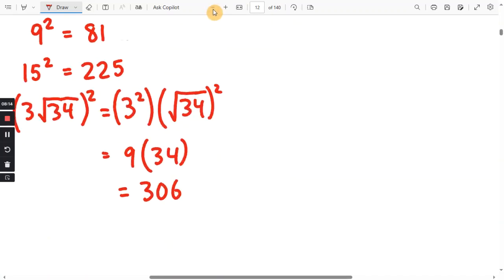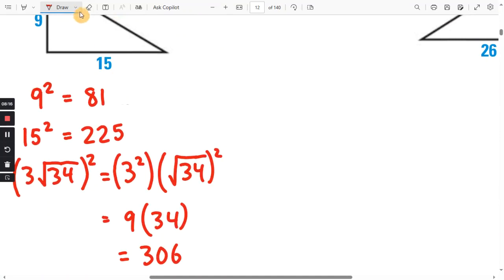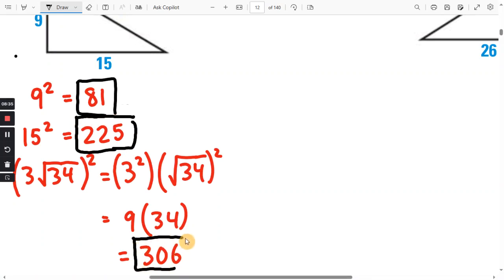Okay. Now, after you square each one, you have to decide which one is going to be c squared. Out of the 81 and the 225 and the 306, which number is the greatest? The 306. So the greatest number has to be the one that you use for c squared. Okay? A squared and b squared, it doesn't matter which is which, but the greatest has to be your c squared.